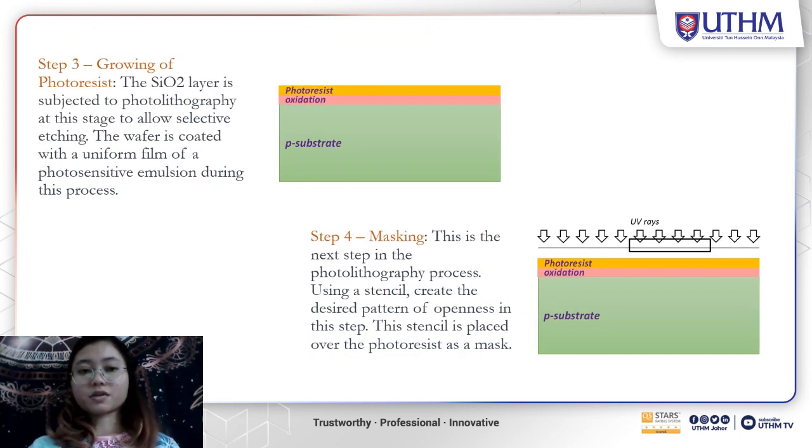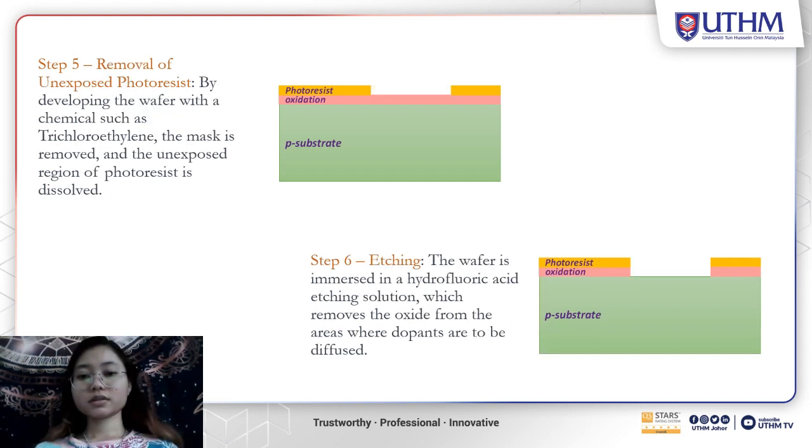Step 3 is growing of photoresist. The SiO2 layer is subjected to photolithography at this stage to allow selective etching. The wafer is coated with a uniform film of a photosensitive emulsion during this process. Step 4 is masking. This is the next step in the photolithography process. Using a stencil, create the desired pattern of openness in this step. The stencil is placed over the photoresist as a mask.